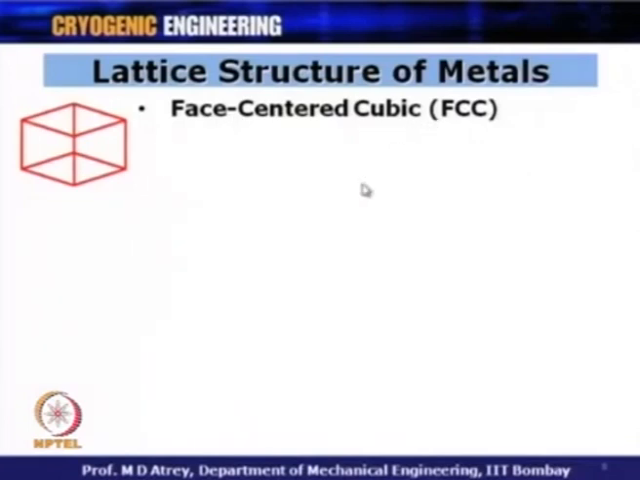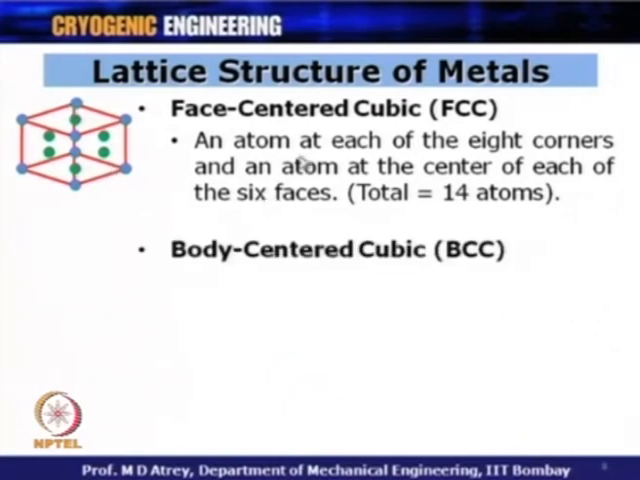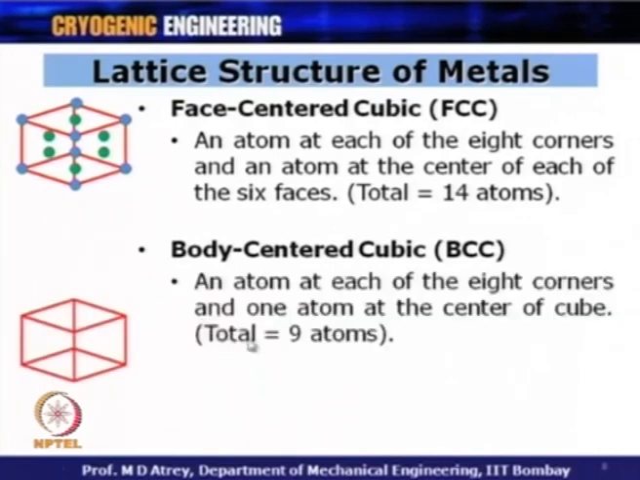The face centered cubic structure has one atom at each of the 8 corners and an atom at the center of each of the 6 faces. Here you can see an FCC structure where you have 4 plus 4, 8 atoms, an atom at the center of each of the faces, and there are 6 faces. So, 8 plus 6 makes 14 atoms for FCC structure. The BCC structure has an atom at each of the 8 corners and one atom at the center of the cube.